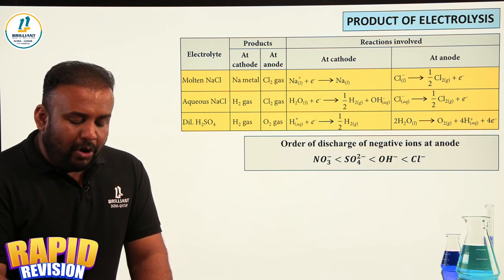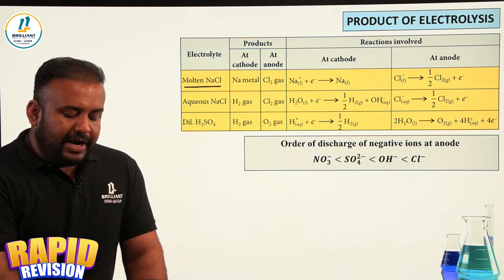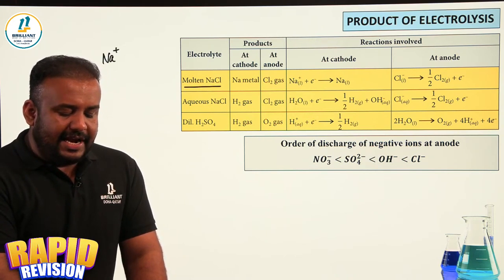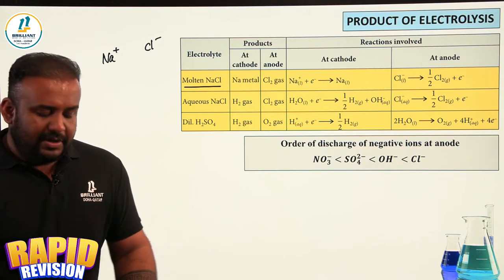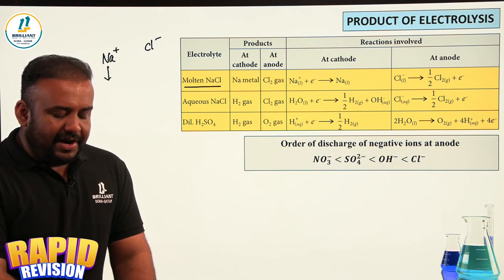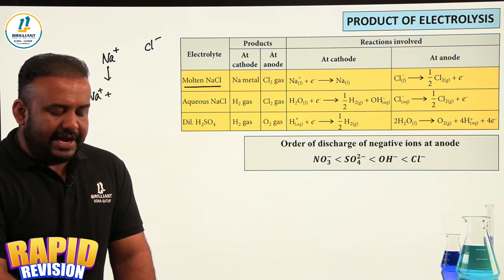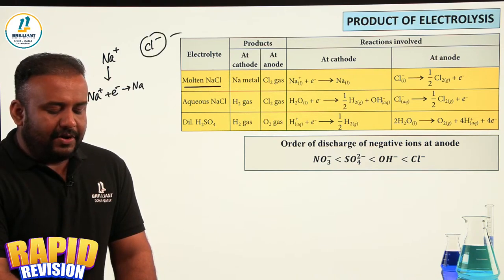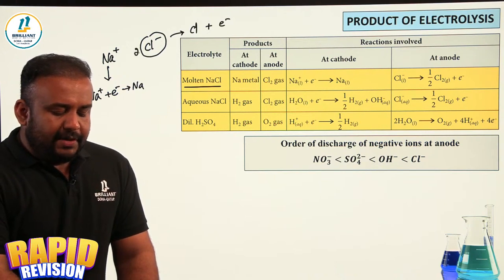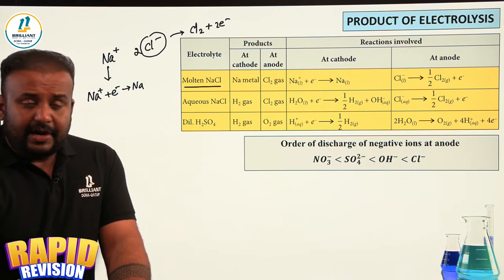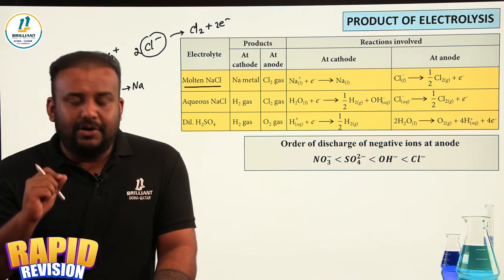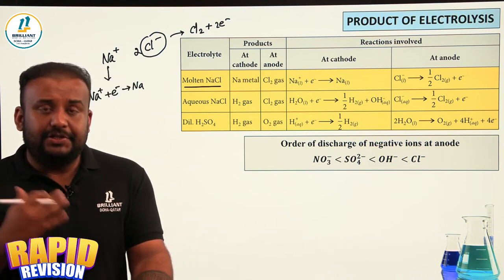For example, molten NaCl. Which ions are there? Na+ and Cl-. So there is only one cation and one anion. This cation will get reduced at the cathode, so Na+ + e- gives Na, and the chloride ion will get oxidized to form chlorine: 2Cl- gives Cl2 + 2e-. So in electrolysis, when you want to predict the product, just look at which ions are there.